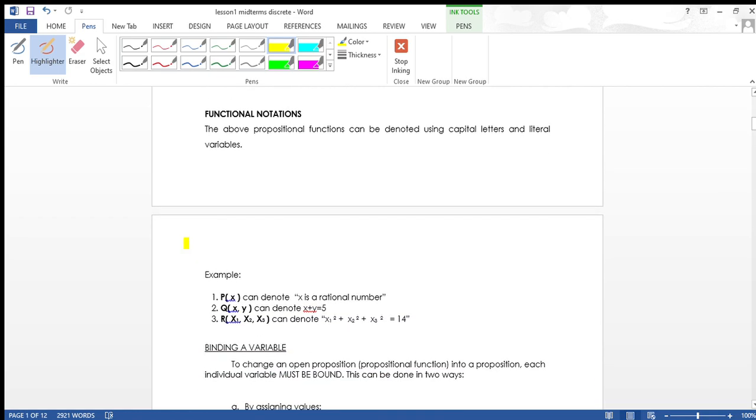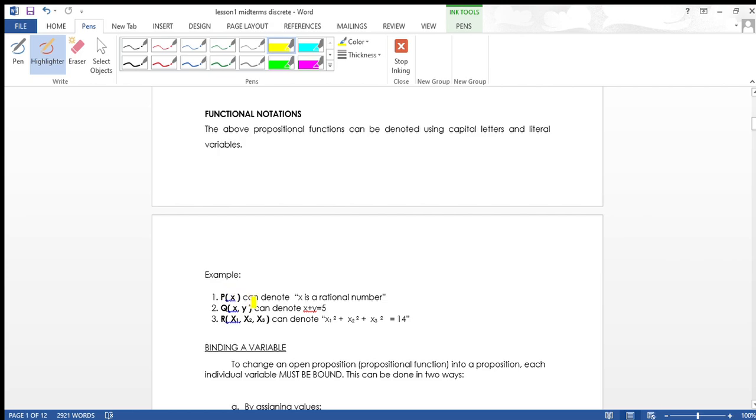We have some examples here. Let's say p of x. Okay, x is the variable, p is the function. Then this functional notation can denote x is a rational number. So ano lang yung sinasabi rito? Parang yan lang yung representation. X is a rational number. We can denote it as a function, p of x. X is the variable, p is the function, that is, x is a rational number.